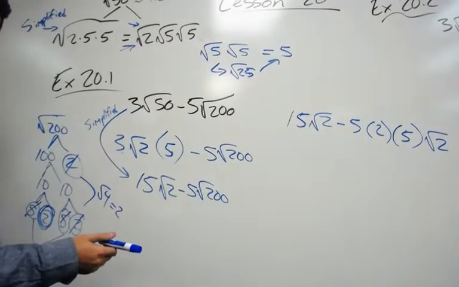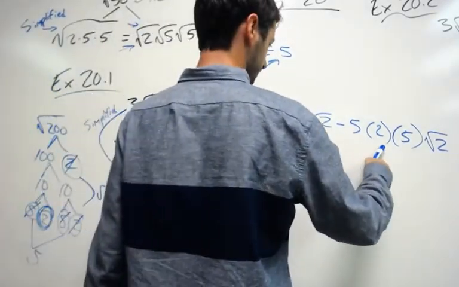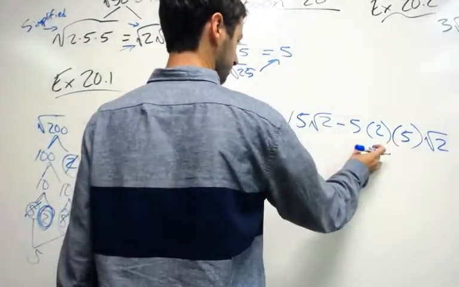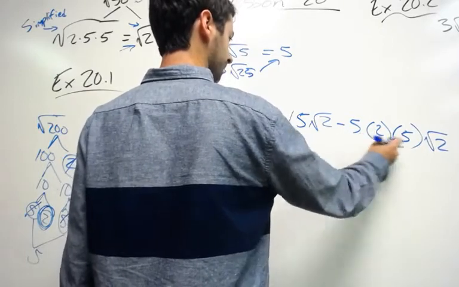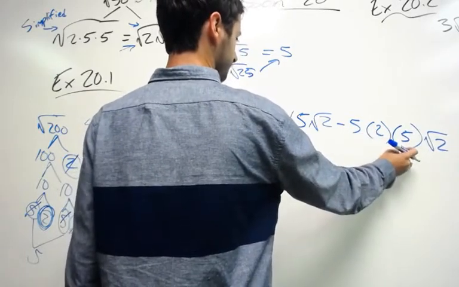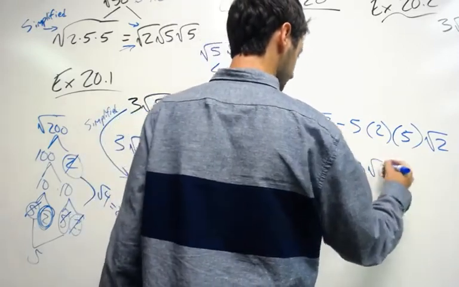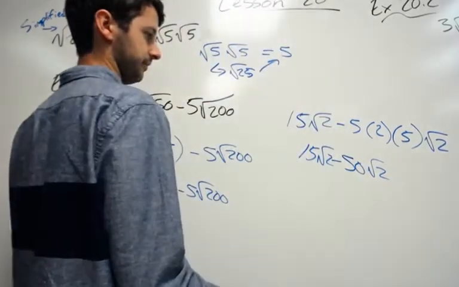So that's where we're at in the problem right now. 15 radical 2 minus 5 times 2 times 5 radical 2. Well, order of operations, do multiplication first. 5 times 2 is 10, times 5 is 50, and it's all negative. So negative 50 radical 2. Is that simplified?